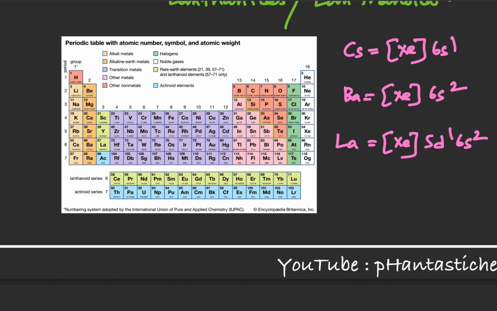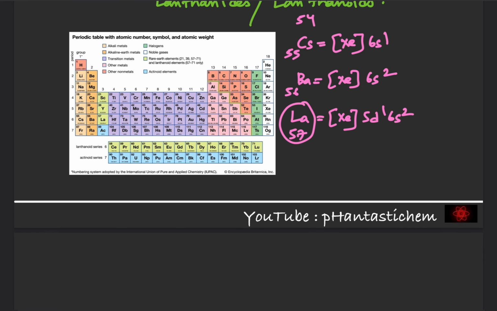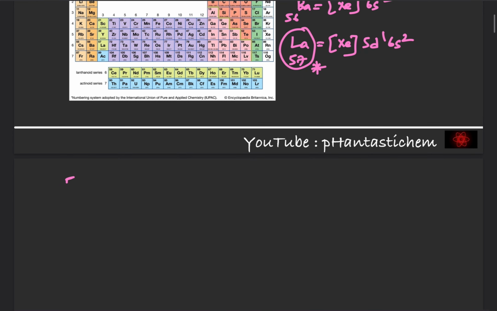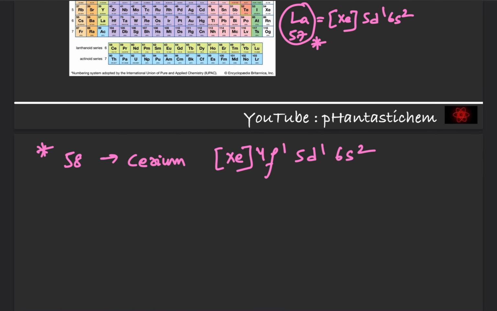Okay, after lanthanum the lanthanoids start, or the filling of 4f starts from cerium. So therefore the atomic numbers are important. Xenon is 54, cesium is 55, barium is 56, lanthanum is 57. Important, remember this. Okay, because after 57 we start the lanthanoids. So 58 we have cerium, and from cerium 4f filling starts. So the configuration will be xenon 4f1 5d1 6s2. Okay, I'll put a star mark here.